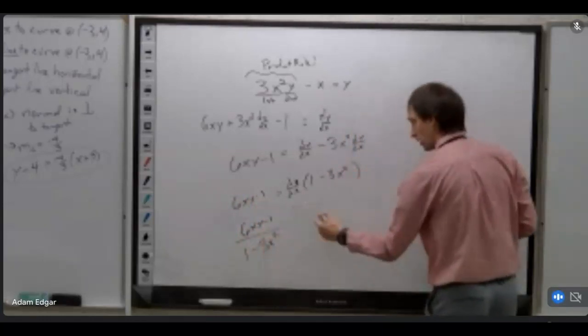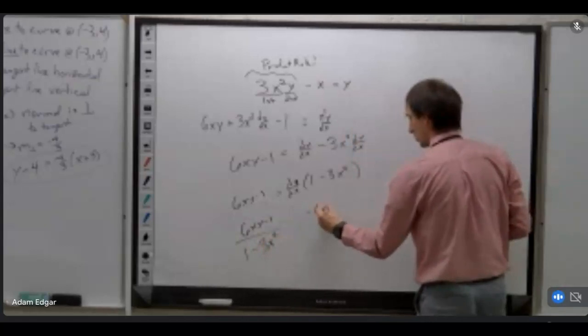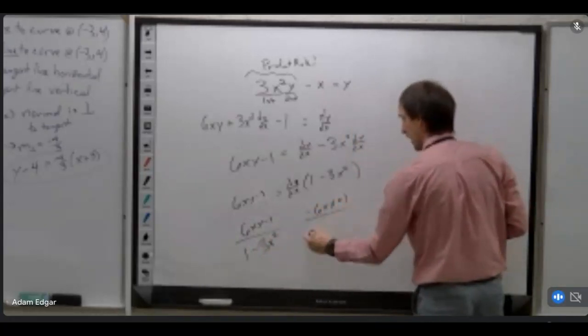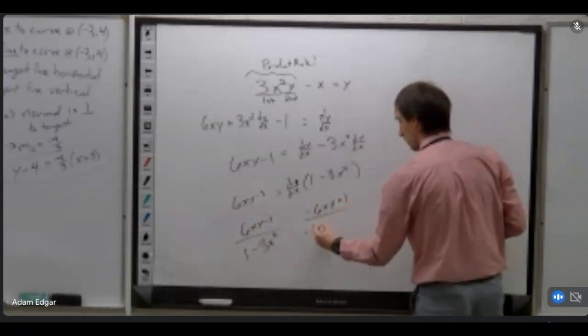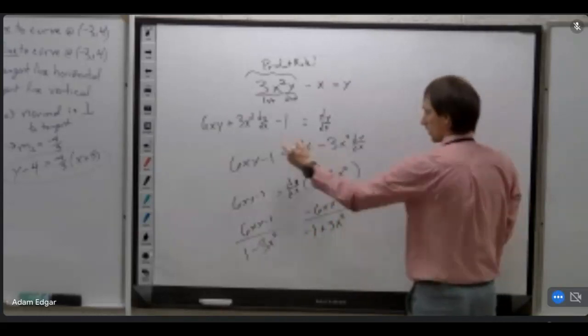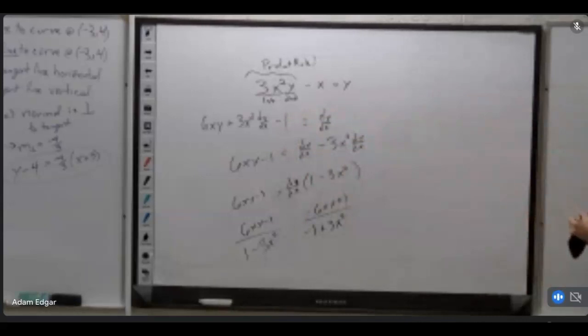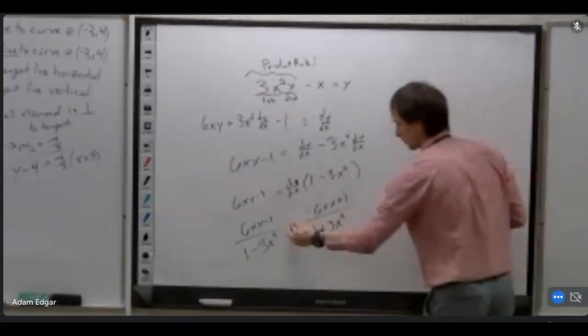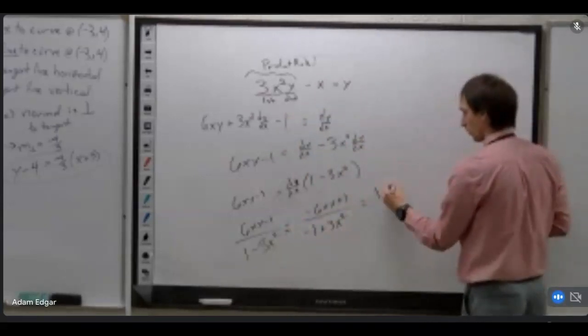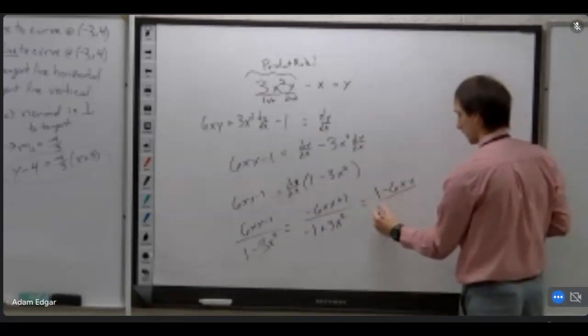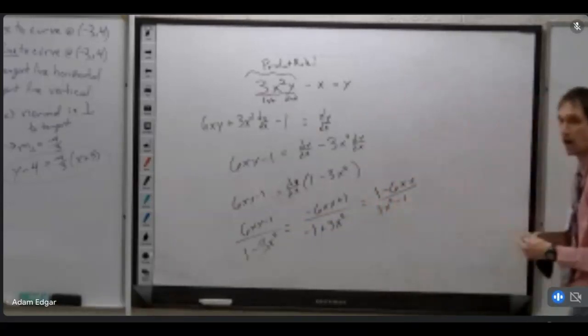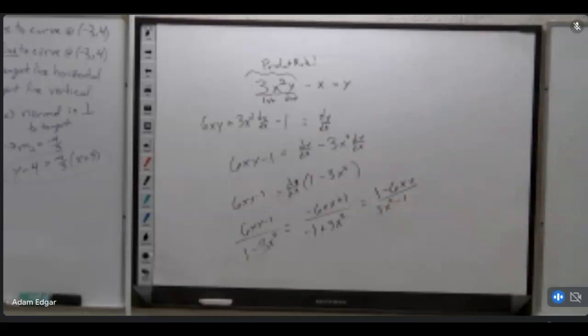Or some of you have negative 6xy plus 1 and negative 1 plus 3x squared, depending on how you got things across the equal sign. So either of these is fine, or if you want to rearrange things, 1 minus 6xy over 3x squared minus 1, that's also fine. You have homework tonight, more practice with your implicit differentiation tomorrow.